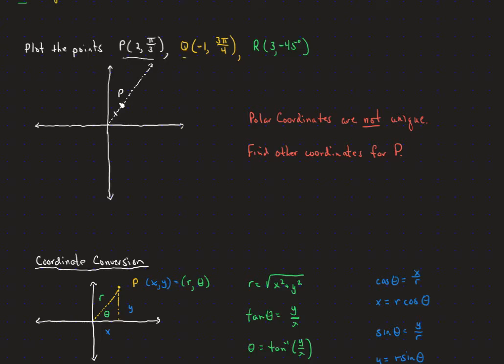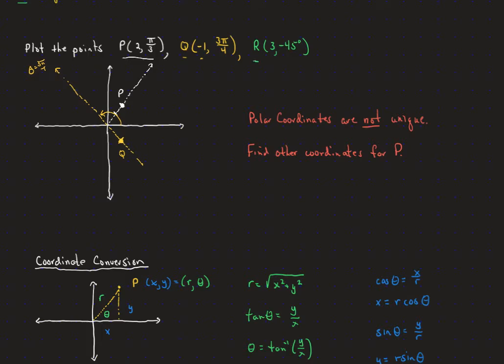Now, to look at Q, we see we have a negative r. So first, let's go to the angle 3 pi over 4. Remember, we're going counterclockwise, so 3 pi over 4 is going to be out here in quadrant 2. So there is 3 pi over 4. Now we're going to go a negative r. A negative r value means we're going to shoot back through the pole that length of 1, and that's going to actually put us into quadrant 4. So here's our angle, 3 pi over 4, and the negative r means we go back through the pole to the point Q.